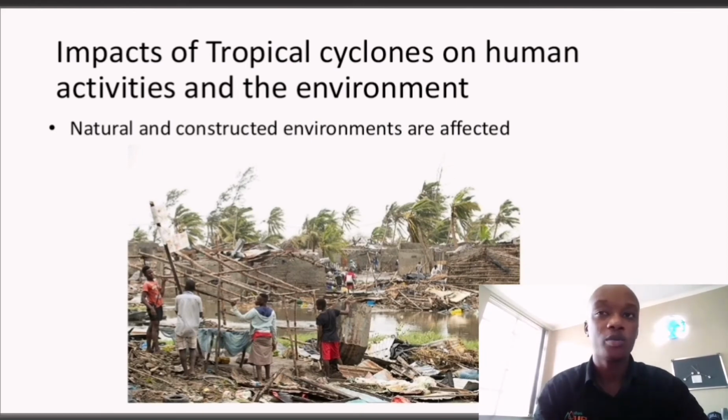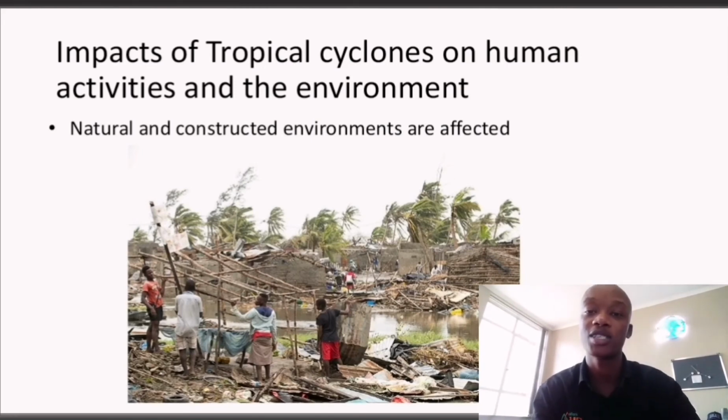So tropical cyclones do have a negative impact on human activities, as I've just exemplified, that human activities are the things that people do on a daily basis. Now we will be looking at the negative impact on the environment.